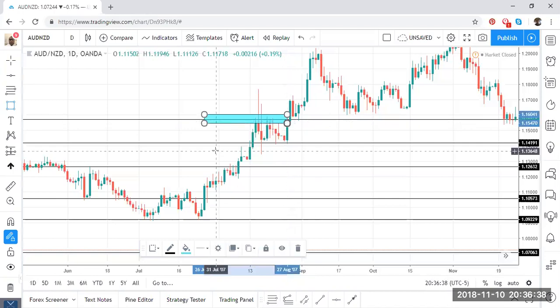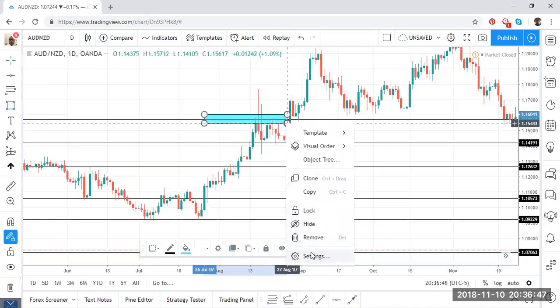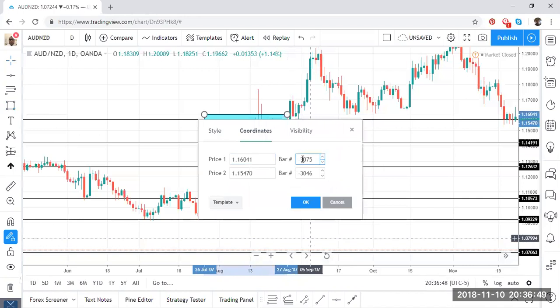So now that looks good to me, the support and resistance wicks. Right. So it looks good to me now. Now I just extend it out. Settings, coordinates.